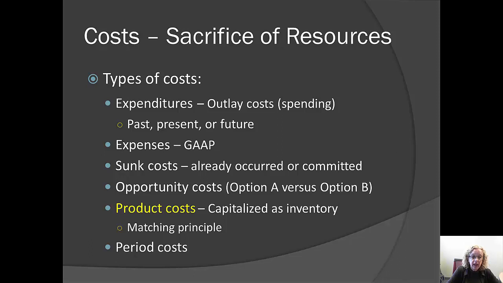By contrast, period costs are always expensed as incurred. Take, for example, rent. We used our place of business this period. We recognized the rent as an expense in this period. Next period, if we want to use the same place, we have to pay rent all over again.